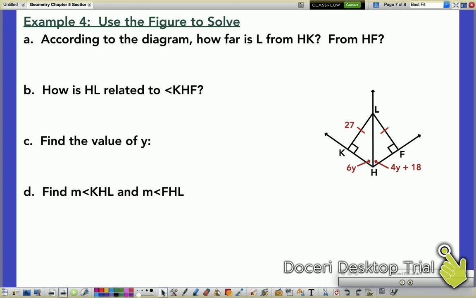According to the diagram, how far is L from HK? Here's HK, here's L. It's 27 whatever, units, miles, feet, whatever. How far from HF? Well, they're congruent, so it would also be 27. So here's the segment HF. There's the distance from L to HF.